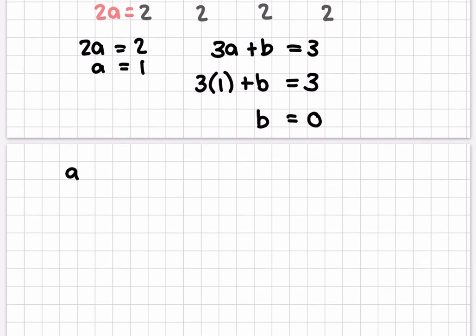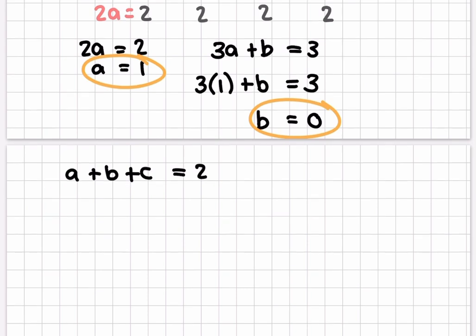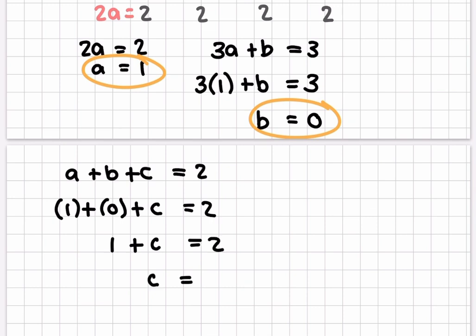We said a plus b plus c is equal to 2. Now we have a and b, so we can sub them both into here. We're going to say 1 plus 0 plus c is equal to 2. This is just equal to 1 plus c equal to 2. We minus 1 on both sides and we end up with c is equal to 1. Now, we have a, b, and c. We can sub it into our formula.